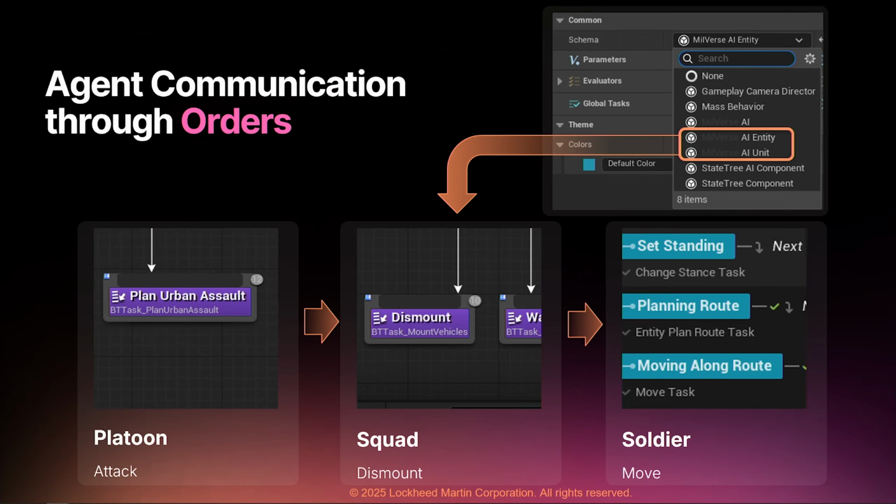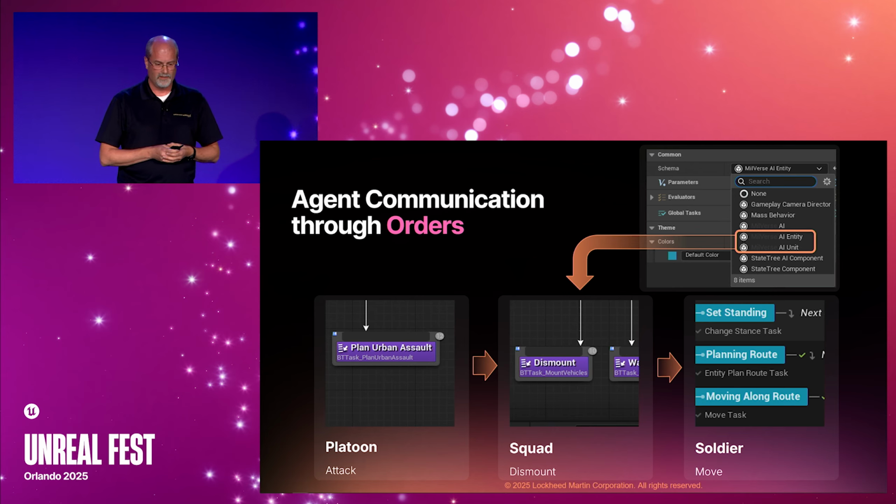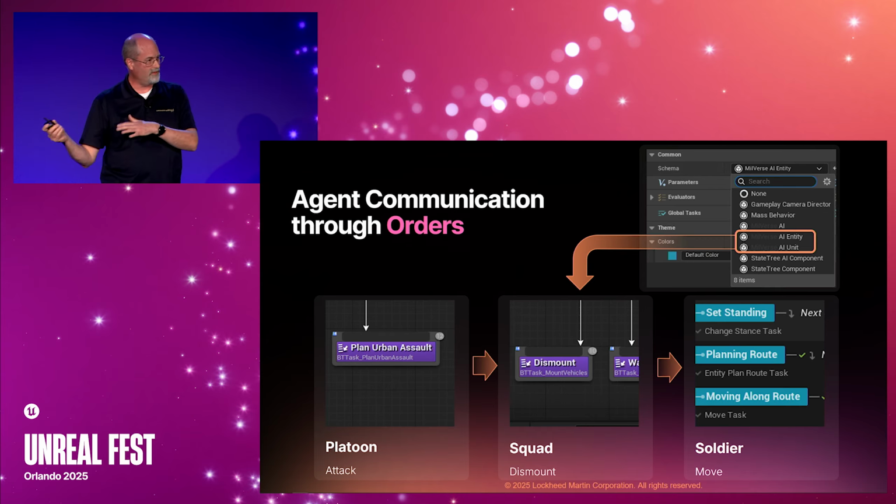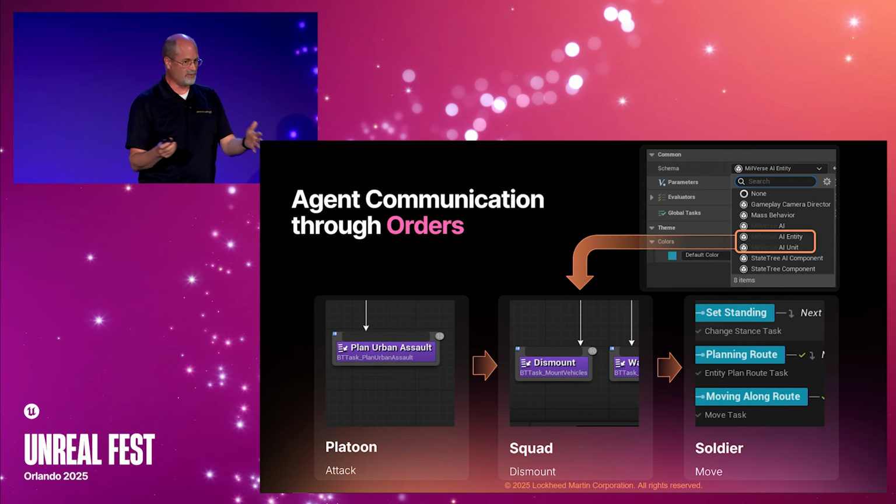All right. So part of this communication that I mentioned, you can imagine, let's say that we have a platoon that is implementing an attack order, right? Part of the implementation of that behavior is sending an order to the squad to dismount. The squad agent then in turn sends orders to the soldier agent to move, right? Maybe after they've dismounted, they need to move into position, find cover, that sort of thing, right? So that communication flowing down and then the reports going back when those things either complete or maybe they fail, that all needs to flow into the next level behavior tree.